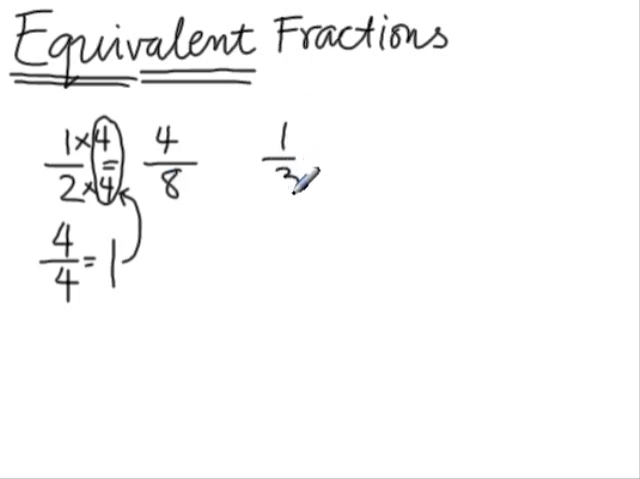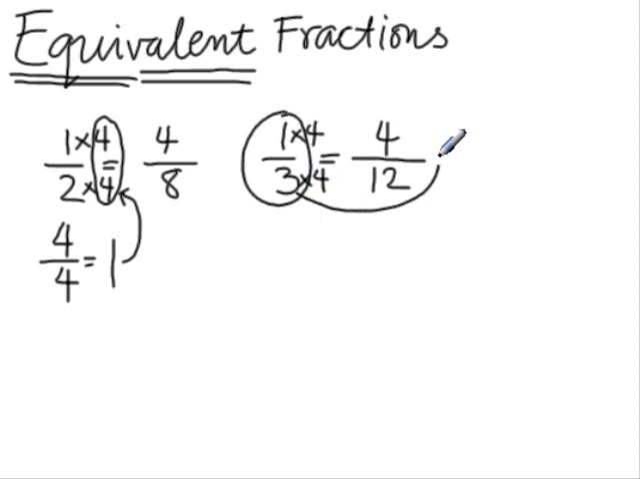Let's take another example. Let's say we have thirds, and we would like to convert those thirds into twelfths. In order to change thirds into twelfths, we have to multiply by 4. And here, since we multiplied the denominator by 4, we also multiply the numerator by 4. 1 times 4 is 4. So 1/3 is the same thing as 4/12.